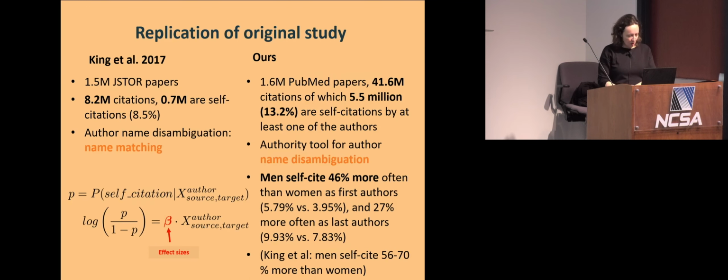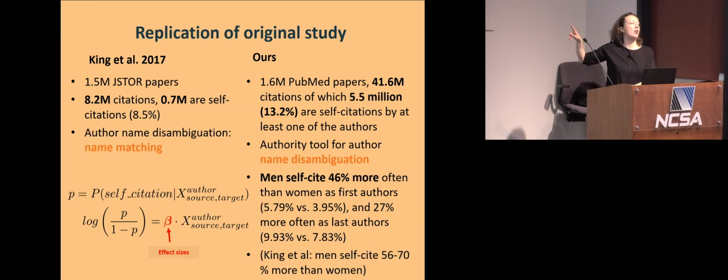So what we did was, we first did a replication study. The original paper by Molly King and colleagues had about 1.5 million papers from JSTOR. They had about 8 million citations, 700,000 were self-citations. And they did simple name matching for disambiguation, and that's always for me like a trigger thing, right?